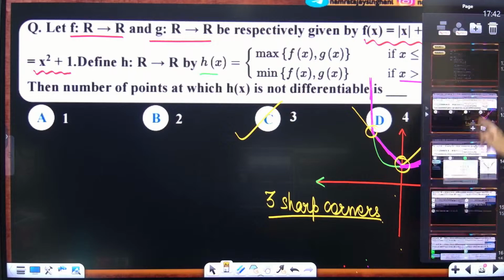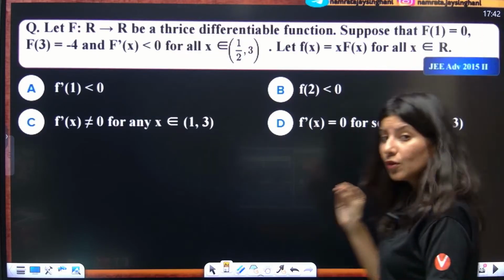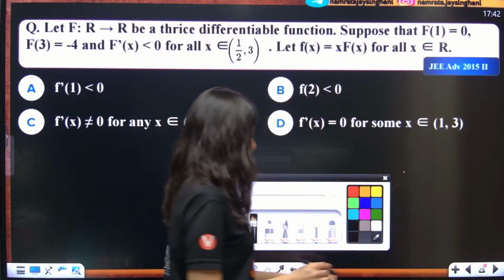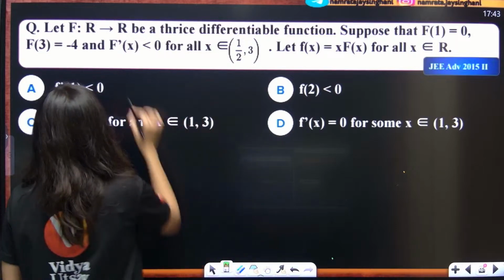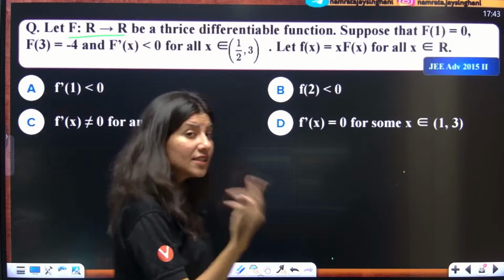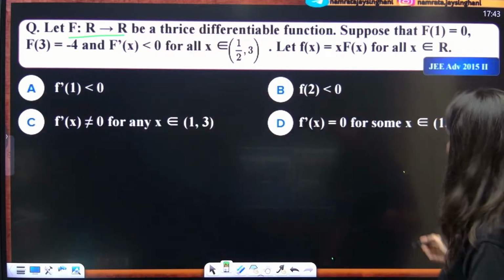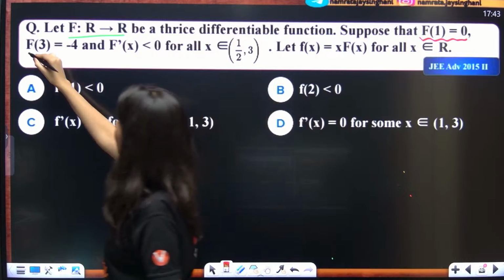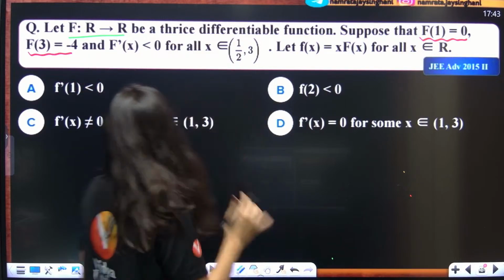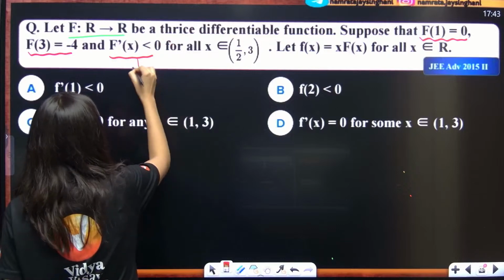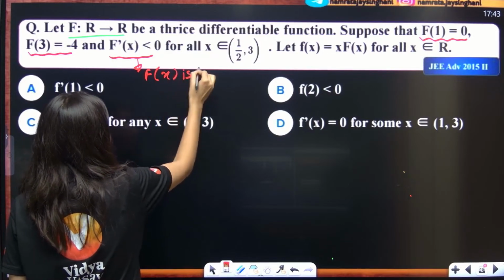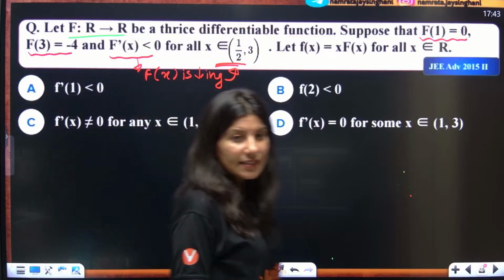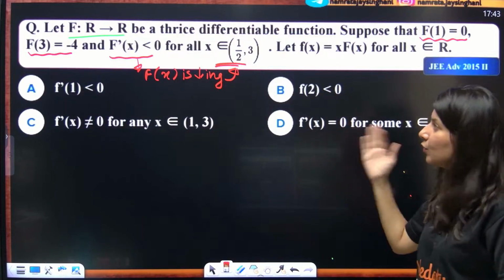Okay, now let us move on to the next problem, which is this. Now this is a very good question, JEE Advanced 2015. Let f from R to R be a thrice differentiable function. Suppose that f of 1, they are giving as 0, f of 3 they are giving as -4, and f dash x they are giving as less than 0. What does that mean? That f of x is a decreasing function in this interval. Which interval? Half to 3.